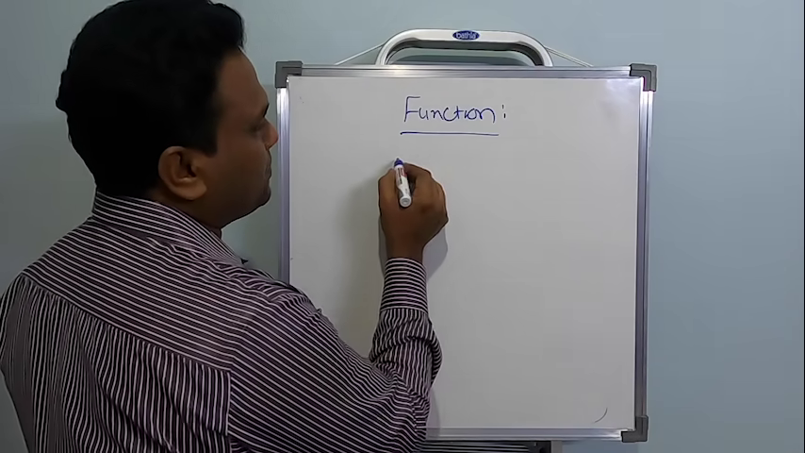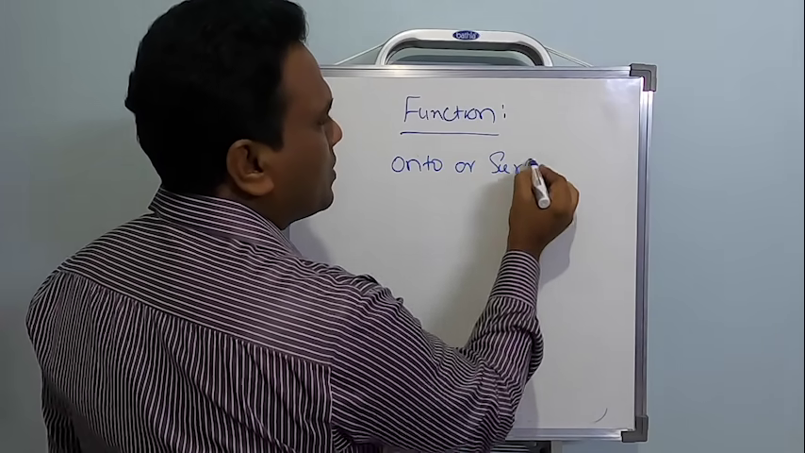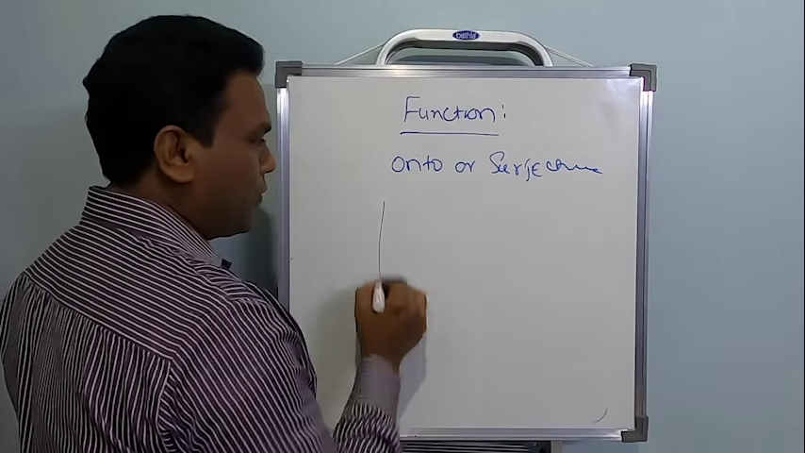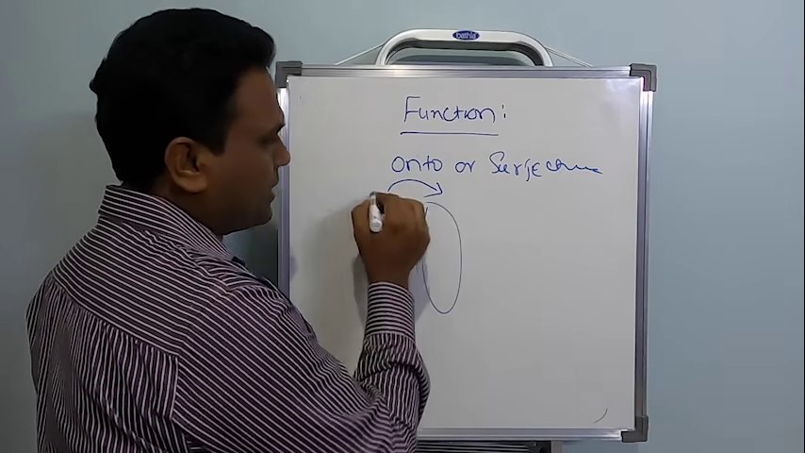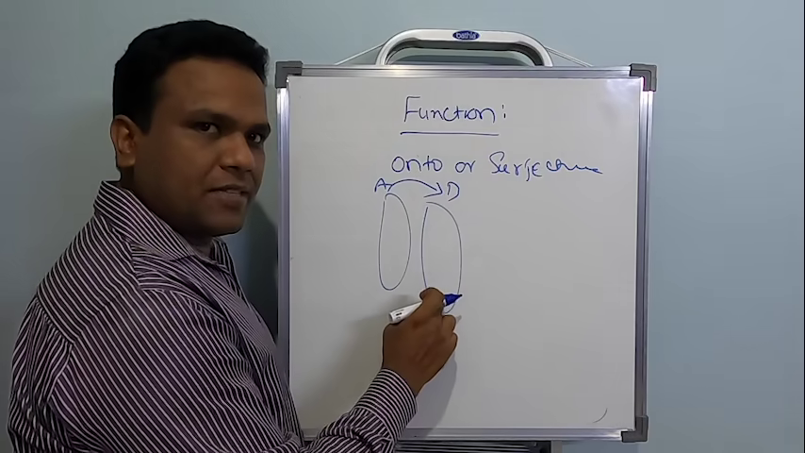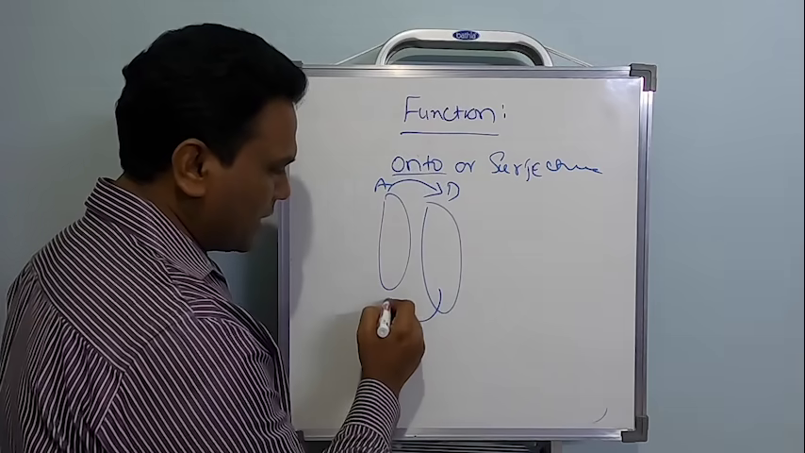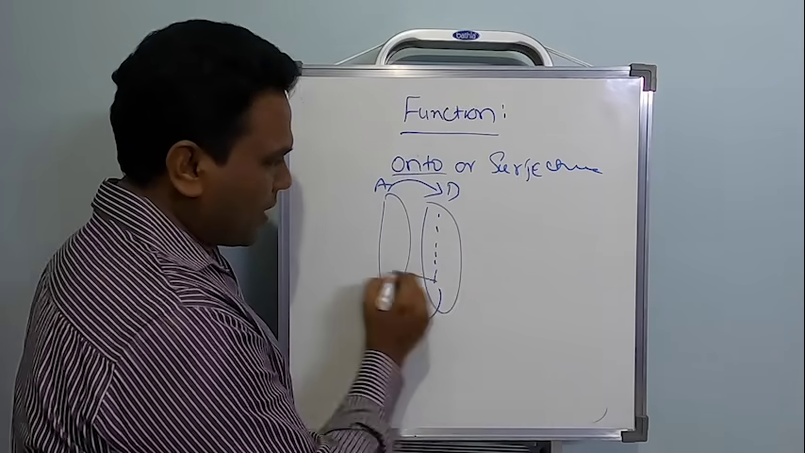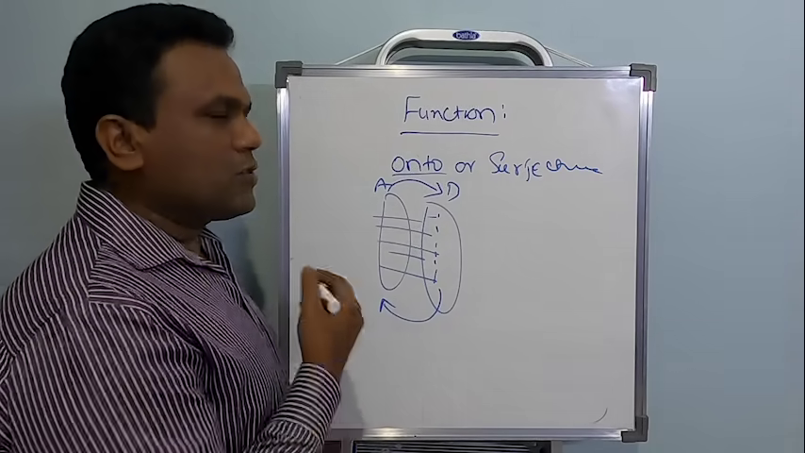Then the next one we studied is called onto or surjective function. When going for one-one, we take care from set A to set B. That means every element of set A has different images in set B. But when going for onto, you take care from set B to set A. That means every element from here should have at least one pre-image in set A. That's the way to check for onto.